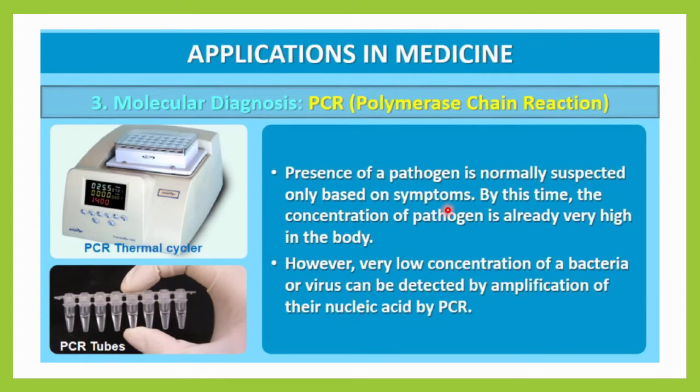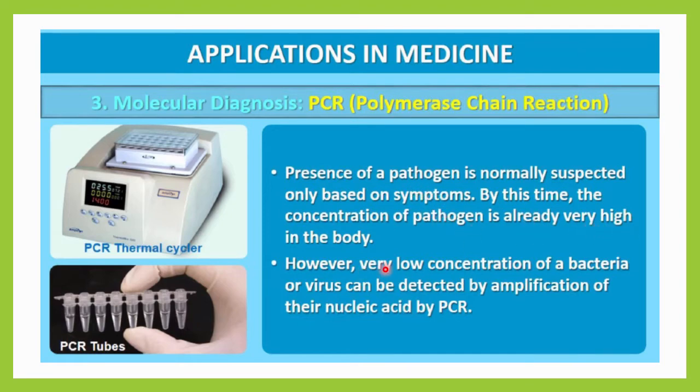And sometimes a minor quantity of a pathogen, a very small quantity, does not develop any kind of symptom, so we cannot judge that pathogens have entered our body. By the time symptoms occur, the concentration of the pathogen is already very high in the body, and the situation is out of control. But we can diagnose when the pathogen quantity is very low, before it gets high in number.